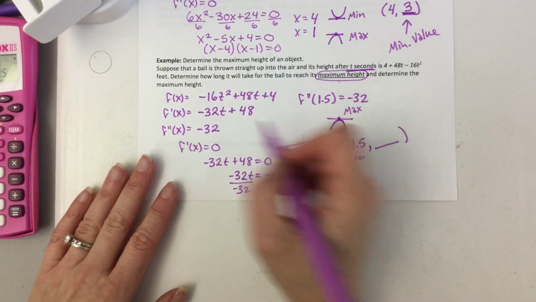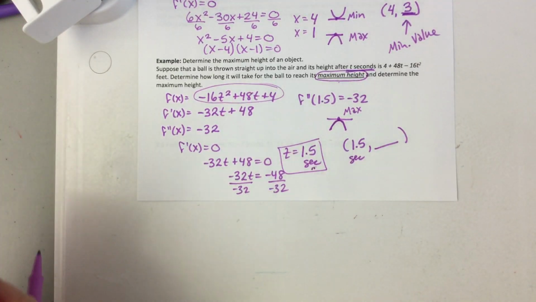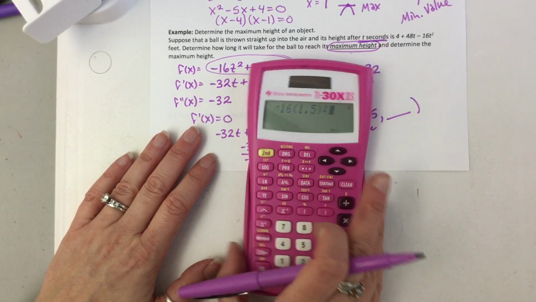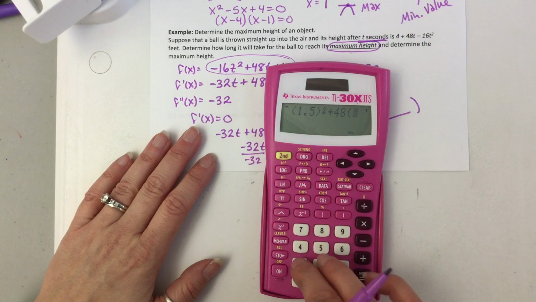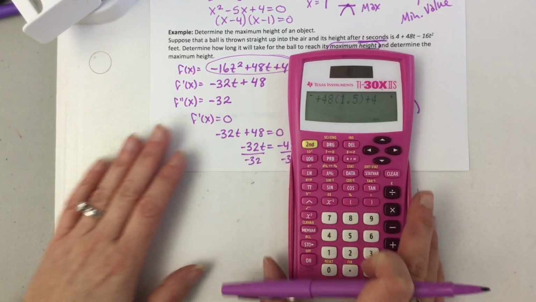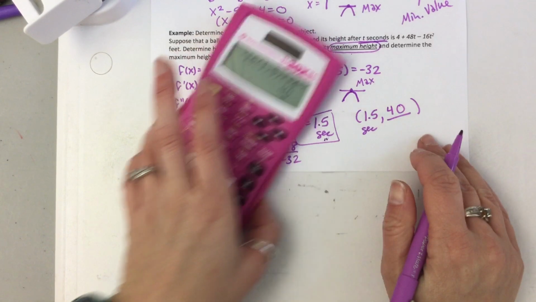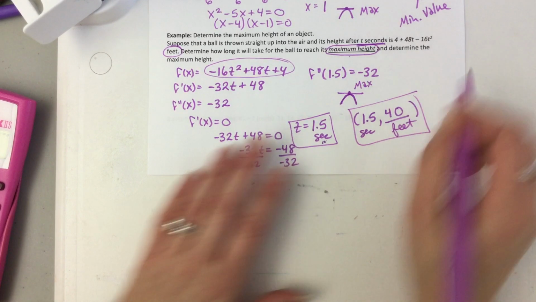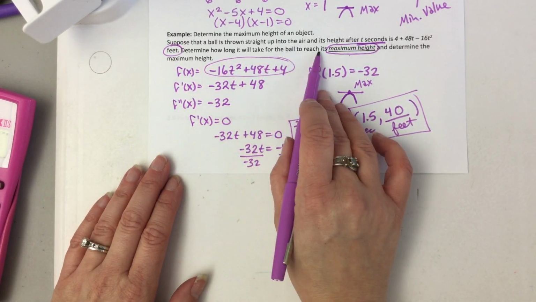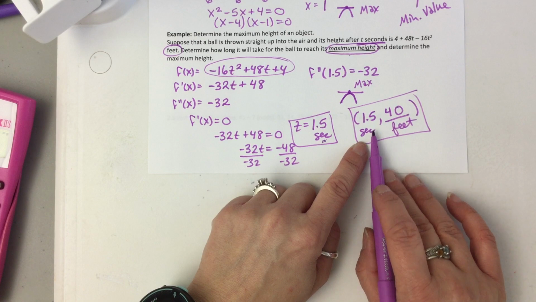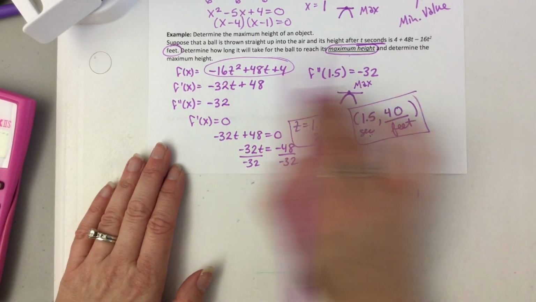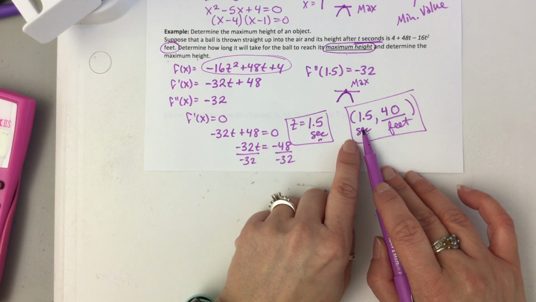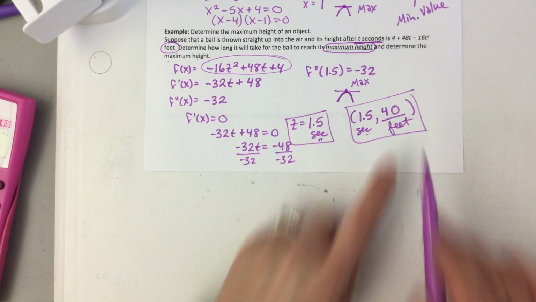To find the maximum height, you have to fill your 1.5 into the original function. So negative 16, t is 1.5 squared, plus 48, t is 1.5, plus 4. Your maximum height is 40, and it said that it's determined in feet. So your solution here, determine how long it will take for the ball to reach the maximum height. It takes 1.5 seconds. So that is one solution. Determine the maximum height. The maximum height is the height that the ball is at that 1.5 seconds, and in this case, it's 40 feet.